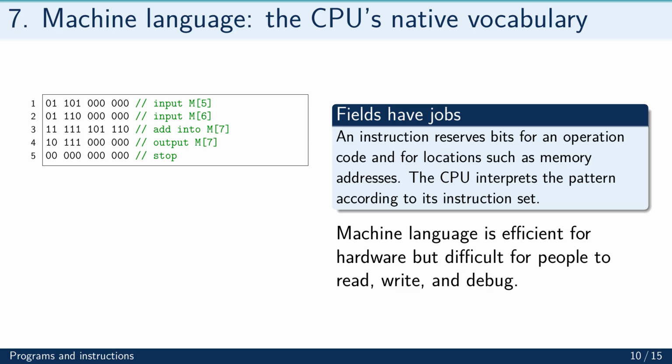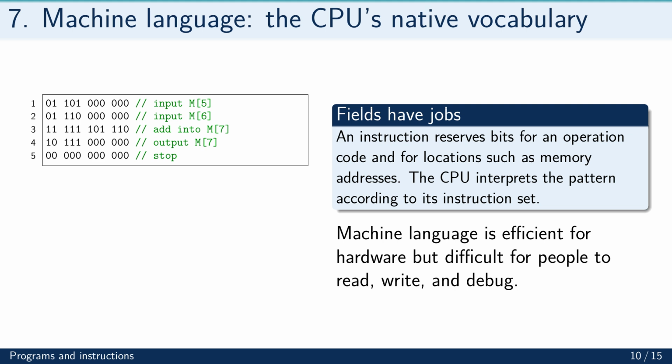Machine language is the CPU's native vocabulary. The code example on this slide shows a short sequence of binary instructions that accepts two values, adds them, displays the result, and stops. The example is not intended to be memorized. Instead, notice that each instruction contains fields with specific jobs. Some bits identify the operation, while other bits identify memory locations or operands. The CPU follows the instruction set defined by its design and interprets each pattern accordingly.